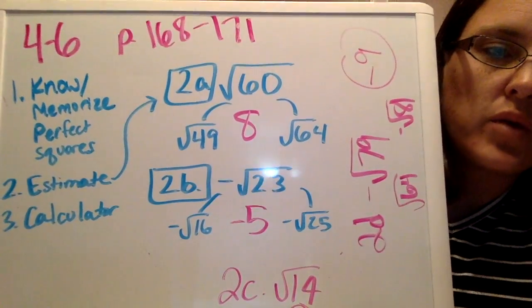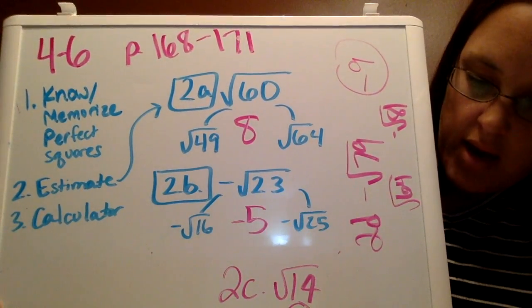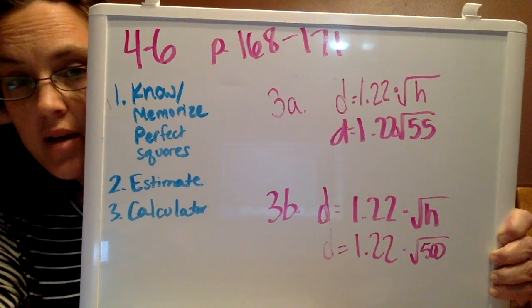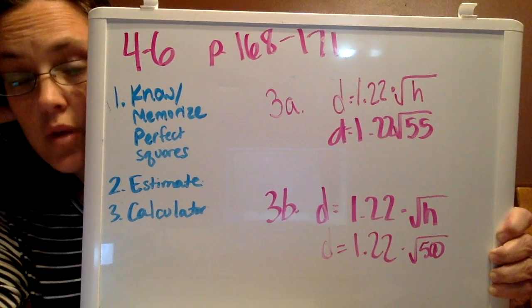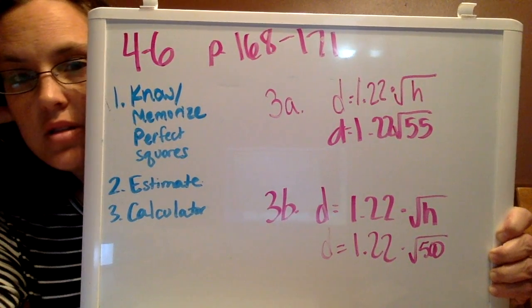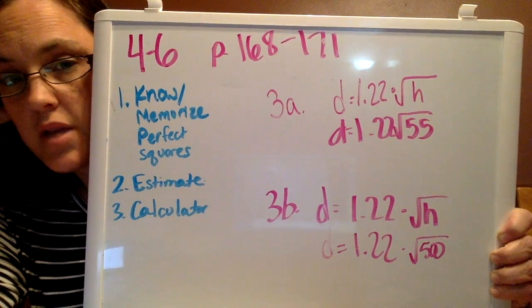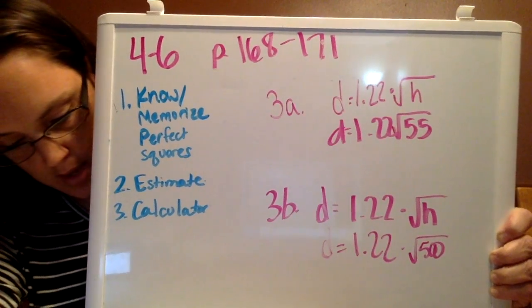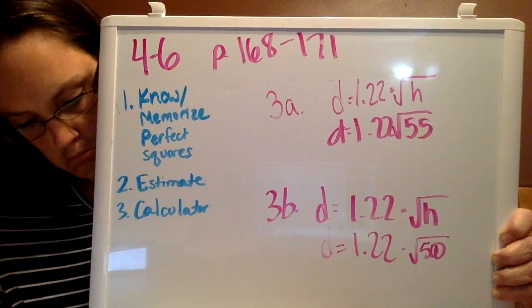Of course, the calculator will give us the decimal format of the square roots. So next up is example 3. For example 3, we're just using a formula that has a square root in it, and it's just like what we've been doing as far as substituting in values for the variables and evaluating. So for 3a, it says that the lighthouse is approximately 55 feet tall.